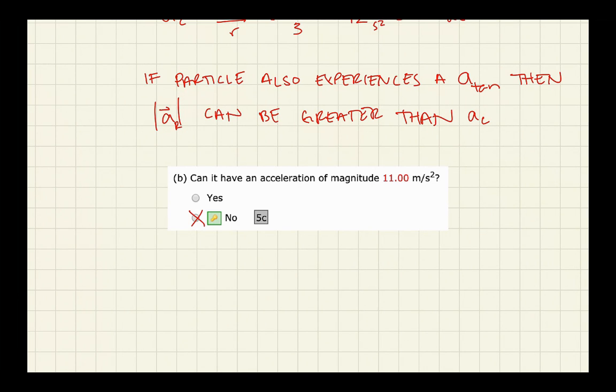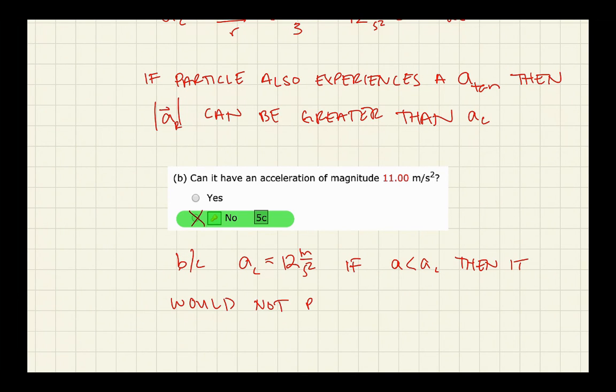No. Because the minimum centripetal acceleration is 12 meters per second squared. If the acceleration was less than that value, then it would not be on this curved path. So in this case, the answer is no. The minimum acceleration it can have would be 12 meters per second squared in order to be on the given constraints that they've assigned with this problem. And that's it.